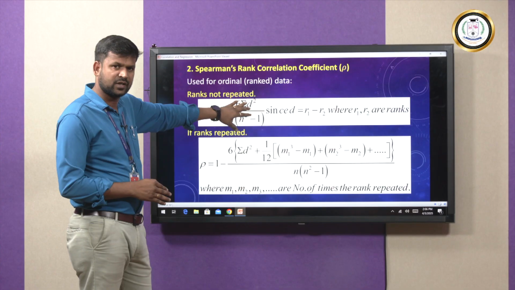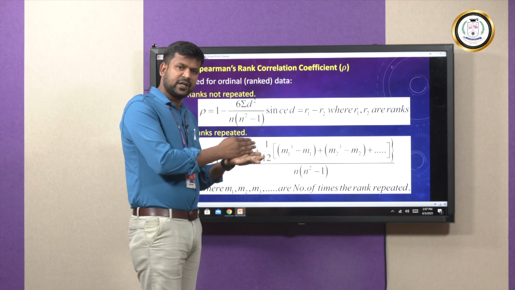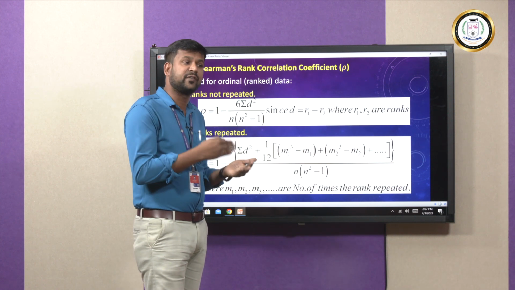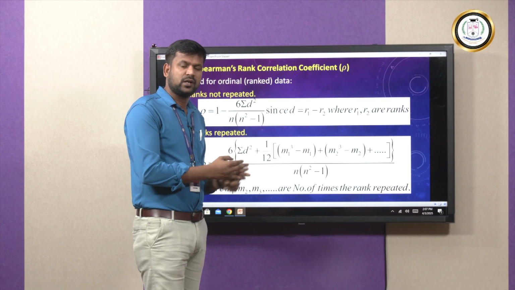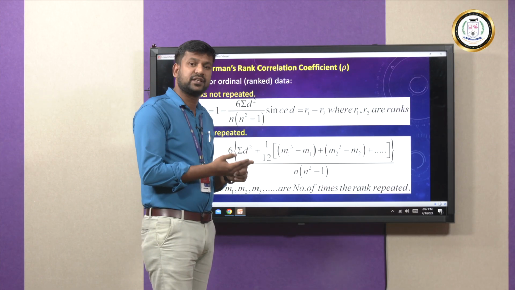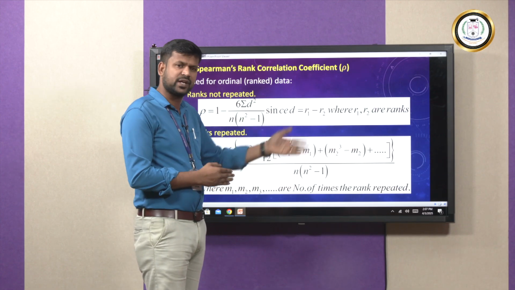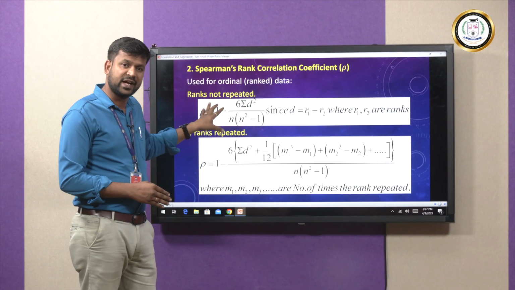When the ranks are not repeated, we're going to use the formula rho equal to 1 minus 6 into summation d square divided by n into n square minus 1. Here d is nothing but, we have independent and dependent variables, right? For those, either the rank is already given or we need to find the rank. Let the rank of the first one be R1 and another one R2. We need to find the deviations, so R1 minus R2. After that, we're going to square the value of d, so that we find summation d square. This is for ranks not repeated.